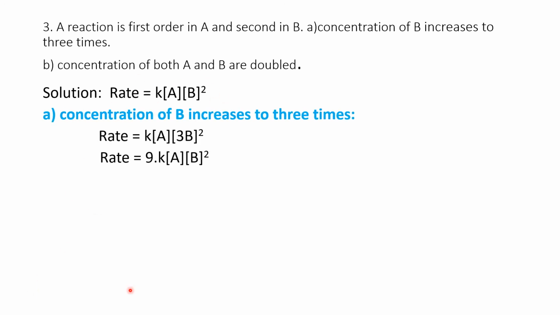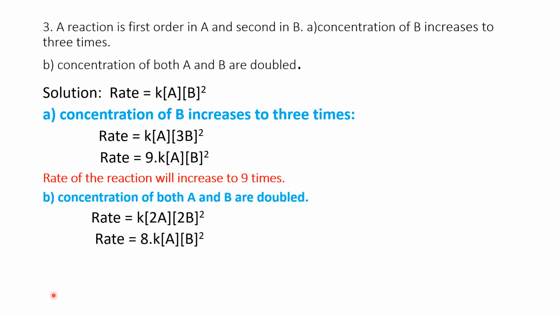Okay, and what we have to do, if the concentration of B increases 3 times, only the concentration of B alone increases, so we need to mention only 3 over here. So 3 power 2, 3 3s are 9. So 9 into K, everything else has to be as it is. So how much does it increase? It increases 9 times. The rate of the reaction increases to 9 times.